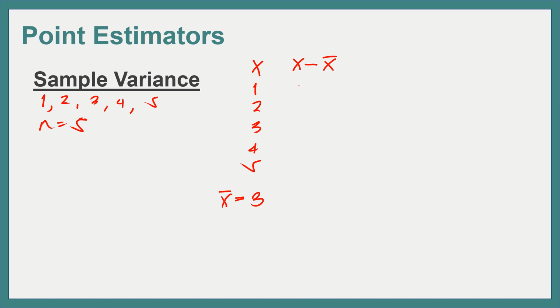So, 1 minus 3 is negative 2. 2 minus 3 is negative 1. 3 minus 3 is 0. 4 minus 3 is 1. 5 minus 3 is 2. That is the mean deviation.